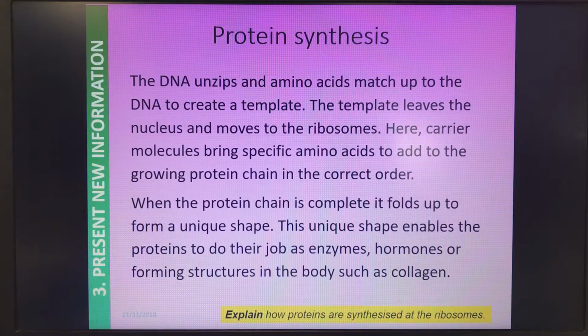Ribosomes is where protein synthesis happens. Think rack of ribs made of protein, so ribosomes, protein synthesis. And the corresponding bases as amino acids are brought over by the carrier molecules, and they match up to the template. And this creates the protein. Okay, and those examples of those proteins could be enzymes, hormones, or other protein structures.